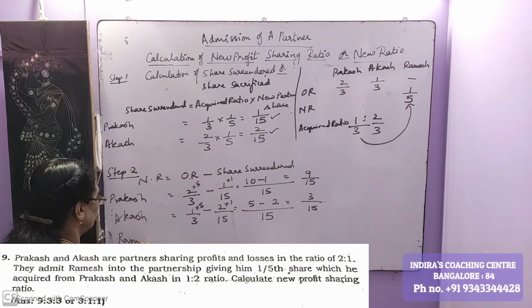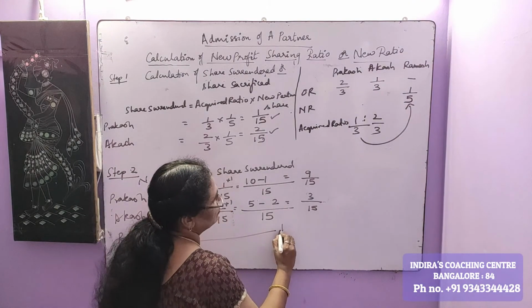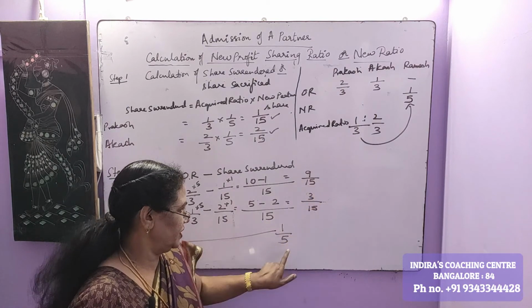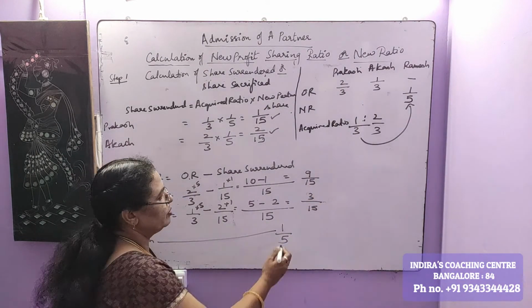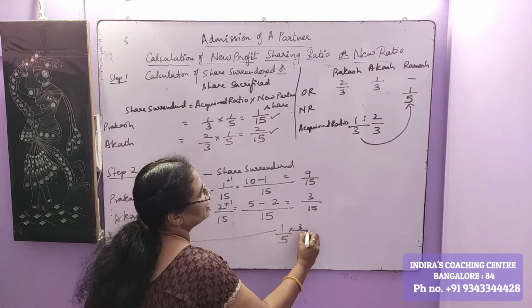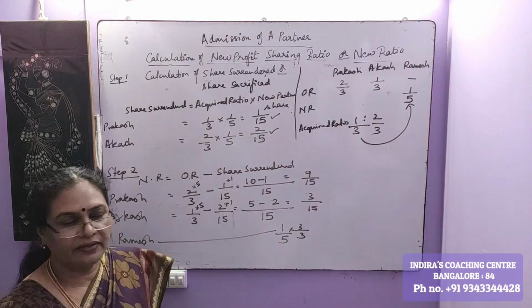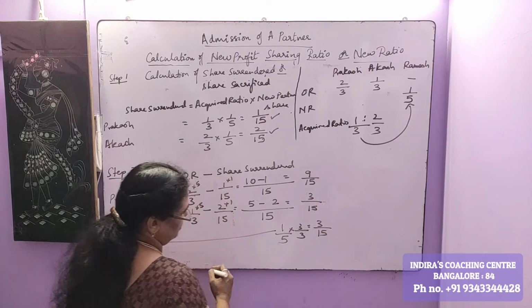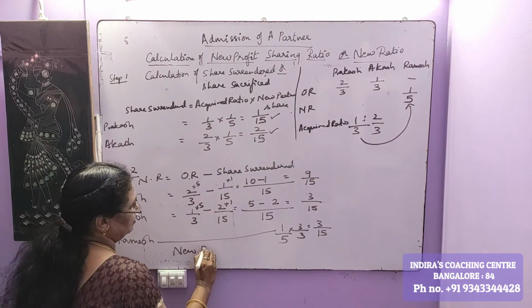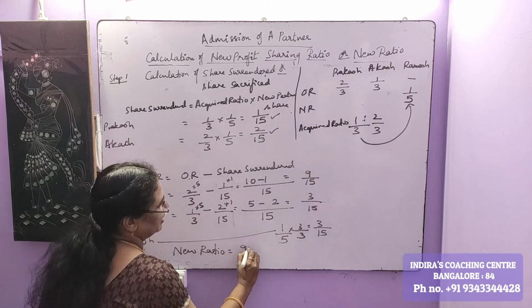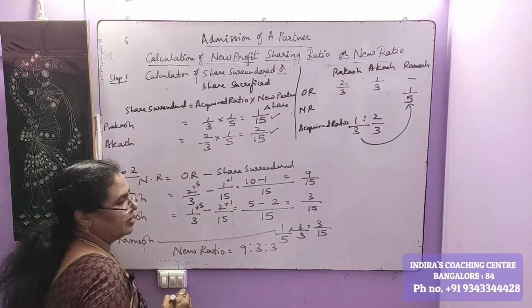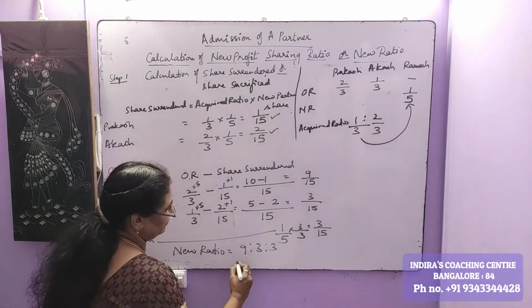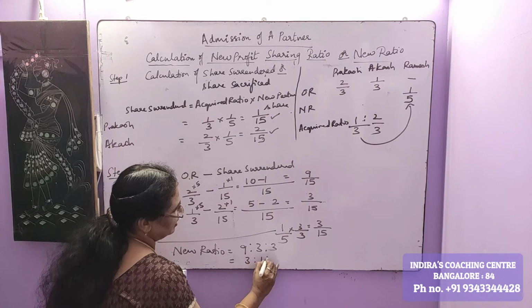Ramesh's share is given as 1 by 5. If you see the denominators, it's 15, 15 and here it is 5. So to make this 5 as 15, you have to multiply by 3. So you get it as 3 by 15. So new ratio is equal to 9 is to 3 is to 3. 9 plus 3 plus 3 is 15. Your answer is right. You can simplify it further: 3 is to 1 is to 1.